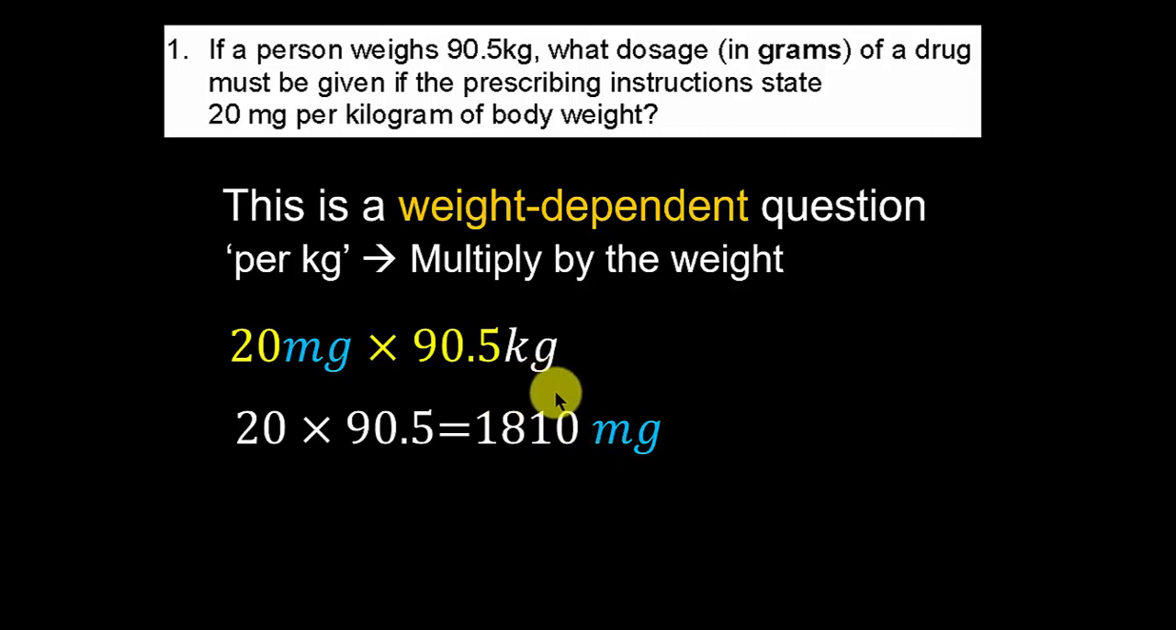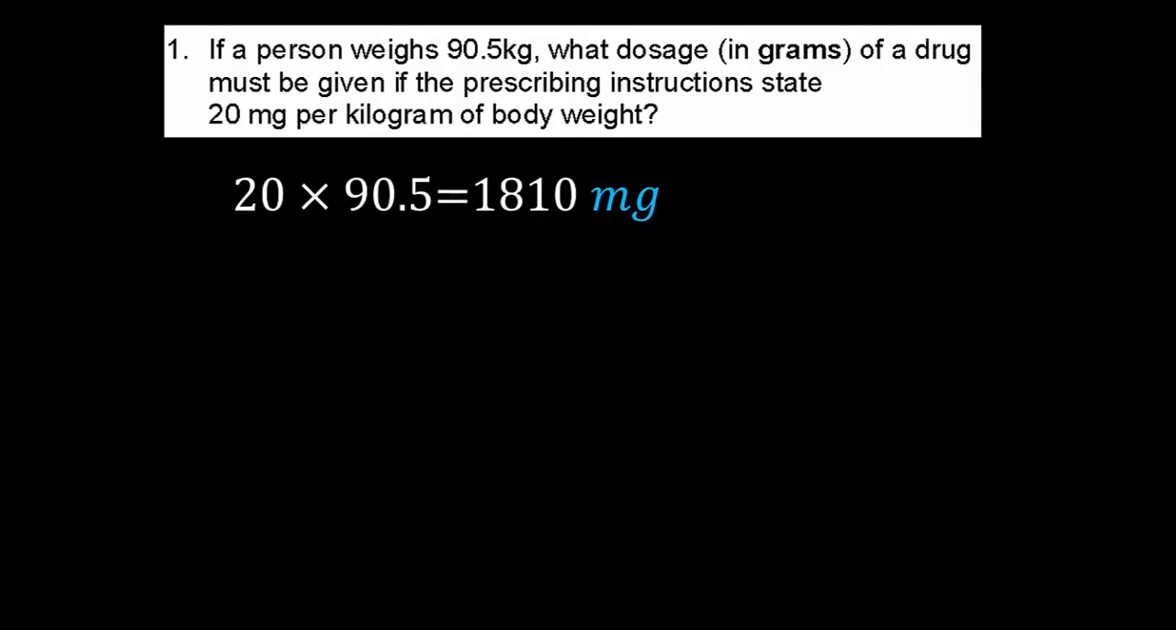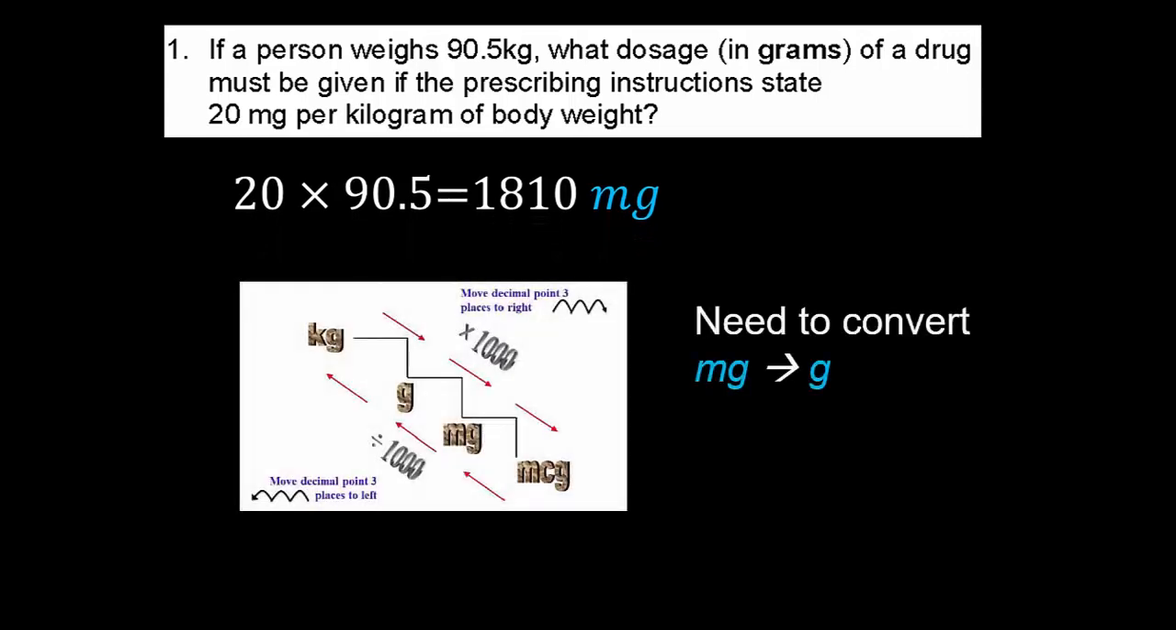Now we're not quite finished, because the question clearly said in boldface what dosage in grams. So we need to do one more step. We need to convert that milligrams into grams, and for that we need to think about whether we multiply or divide by 1000. Now there's a very nice little staircase diagram that we use. A lot of students learn this off by heart and jot it down on their answer paper.